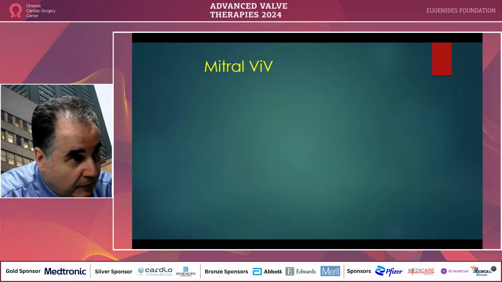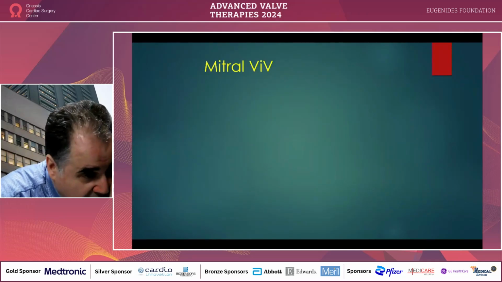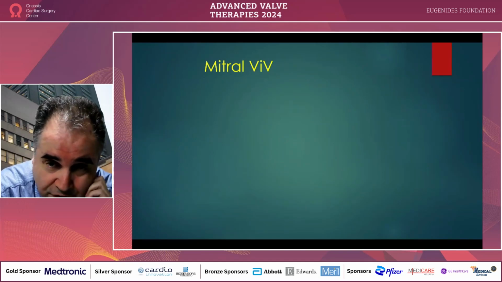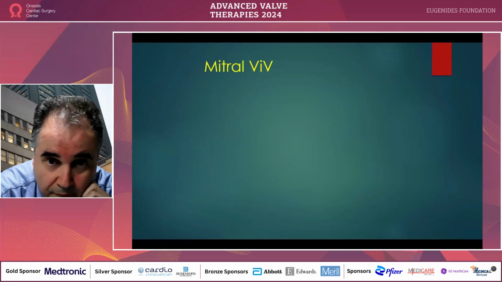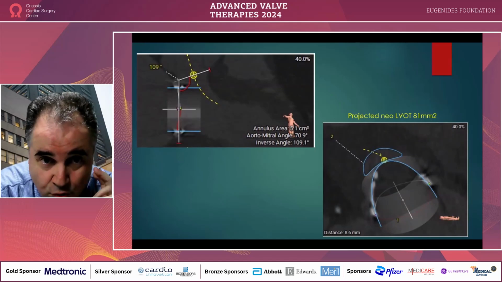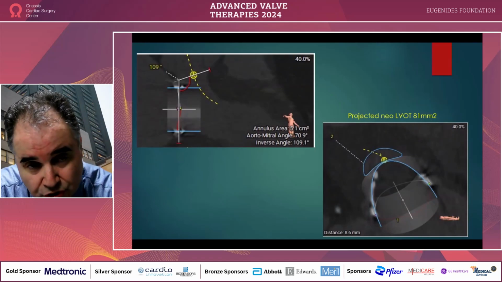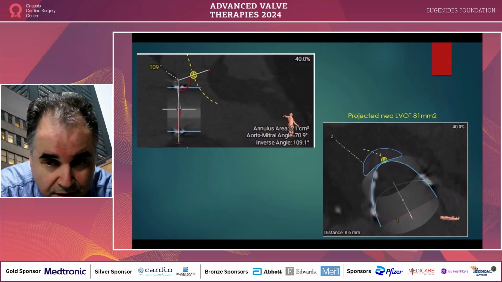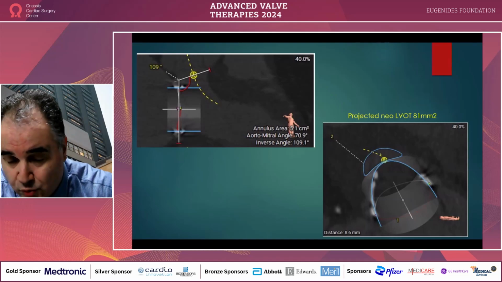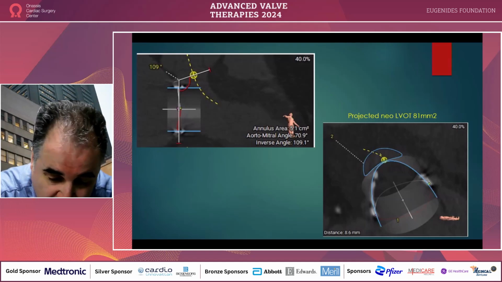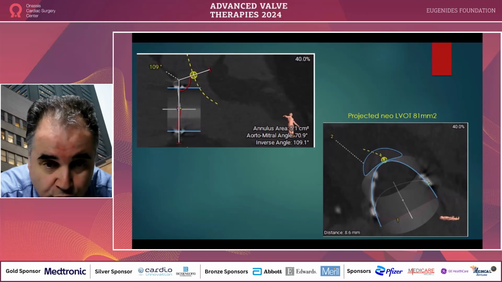What about the valve in valve? This is a case that we did last Tuesday, actually with Professor Dangas. So in this case, the angle was, as you can see, 109, which is not a preferable angle. You want, as I told you before, to be more than 120. And also the neo-LVOT here was 81 millimeters. So very high risk for obstruction, as you can imagine. And we used the Lampoon procedure.